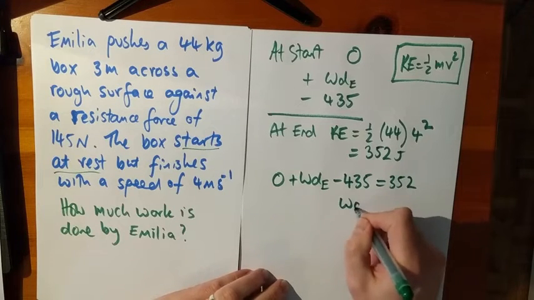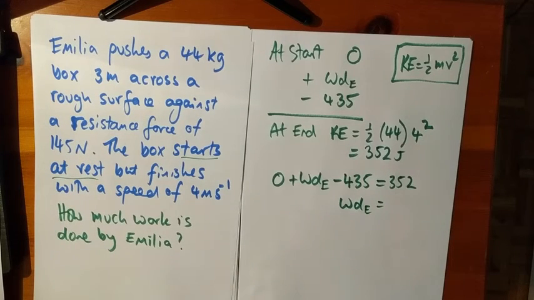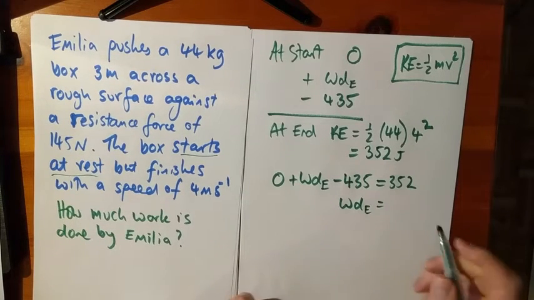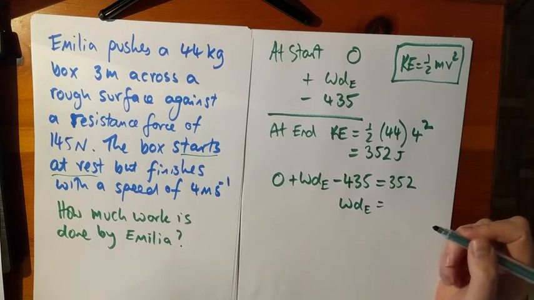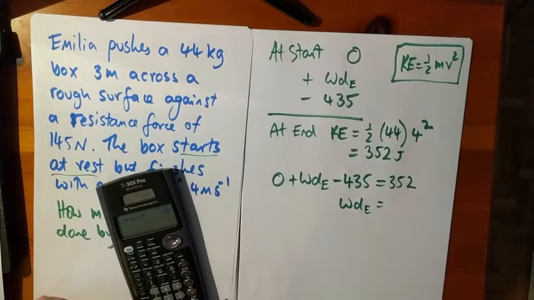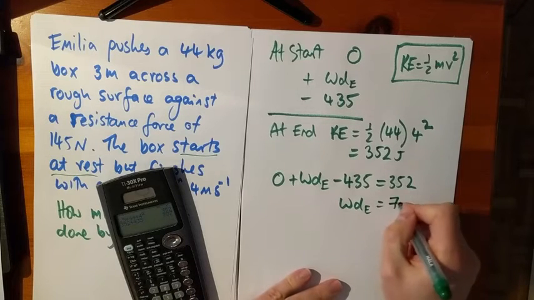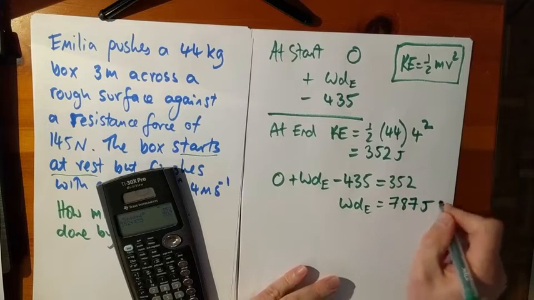So the work done by Amelia is 352 plus 435, which gives us a total of 600. No, that's not right. Must be 700 and something. 352 plus 435, which is 787 joules.